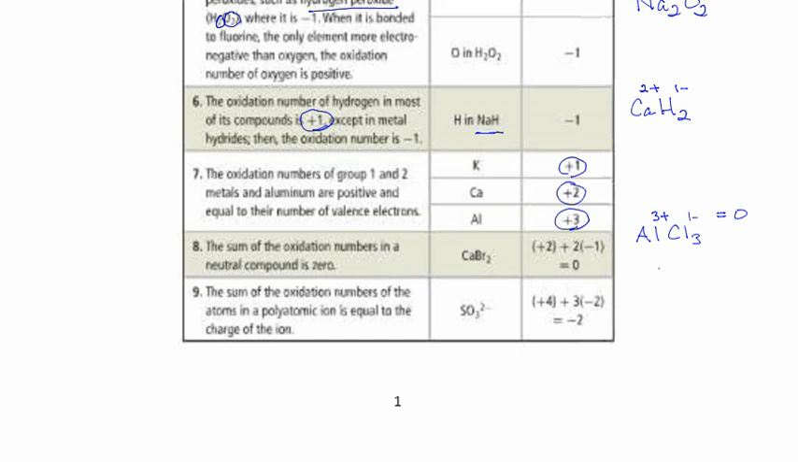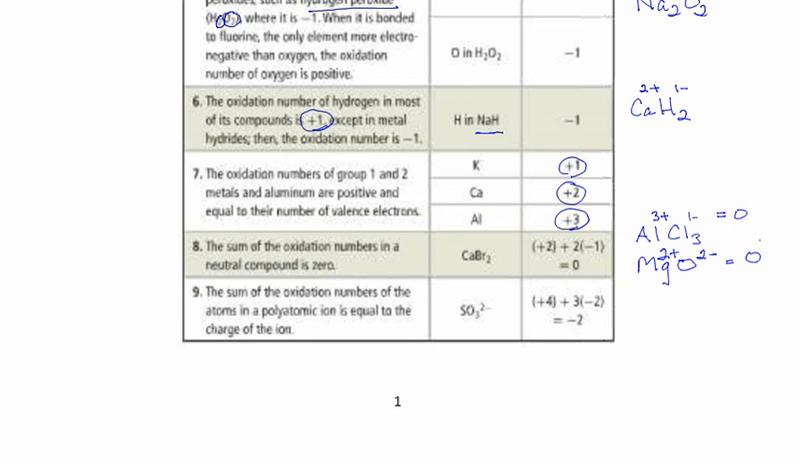If we have MgO, then Mg is +2, O is -2, so that again the charges add up to 0.